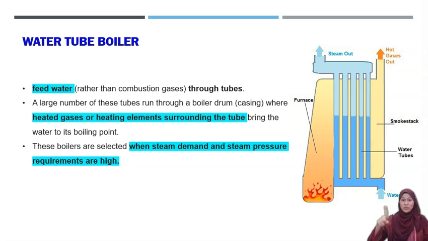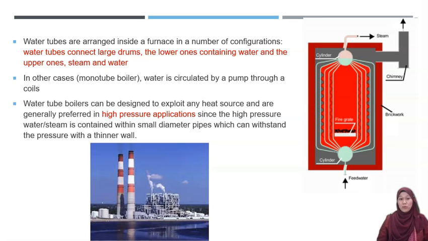So the water gets into this tube, up into the vessel that contains the heat, and then the steam will come out from the tube. The feed water runs through the tubes, compared to the fire tube boiler. Steam demand and steam pressure required are high, so they can produce very high pressure steam compared to the fire tube. This is suitable for power generation, using the steam turbine to generate electricity. So it is very useful.